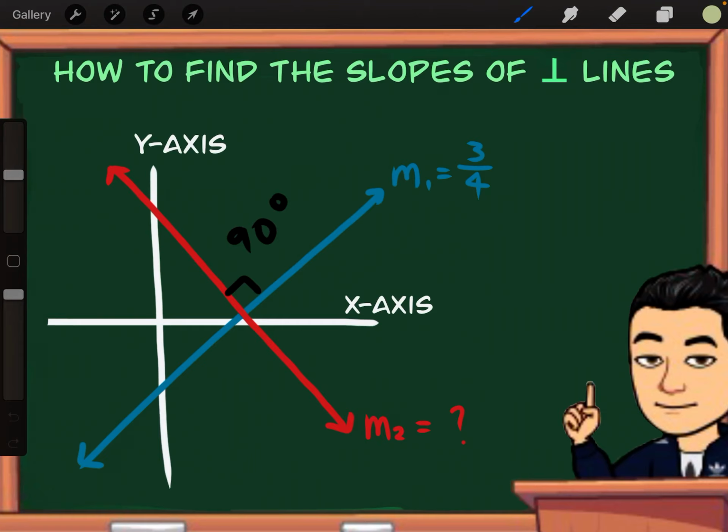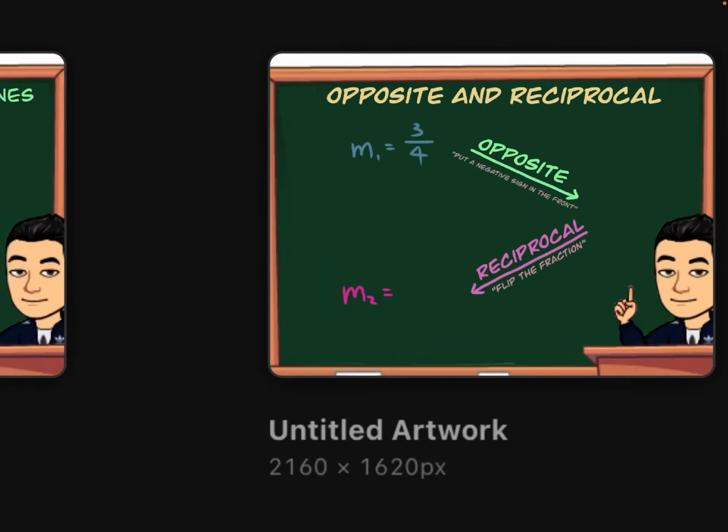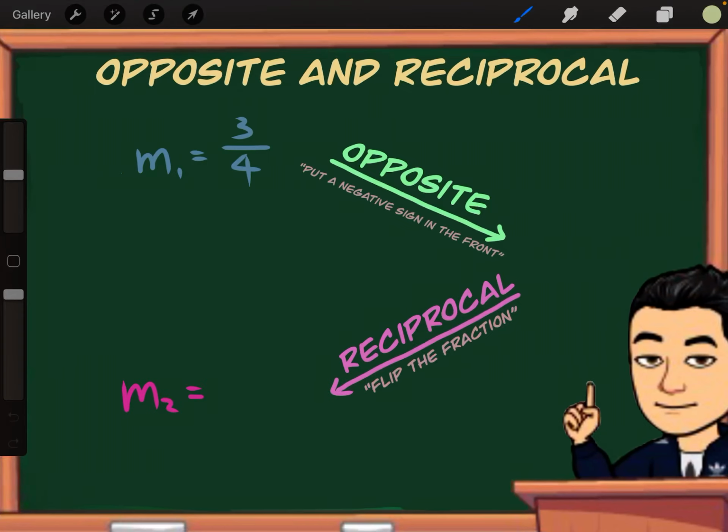Okay, so if I say that M1 is 3/4, how do we find M2? Here is how we're going to do the opposite and reciprocal. If M1 is 3/4, the opposite of M1 is just putting a negative sign in front of the 3/4. Now we go through the process of reciprocal: you just flip the fraction. So you leave the negative sign in front and flip the fraction, so that's going to be negative 4/3.